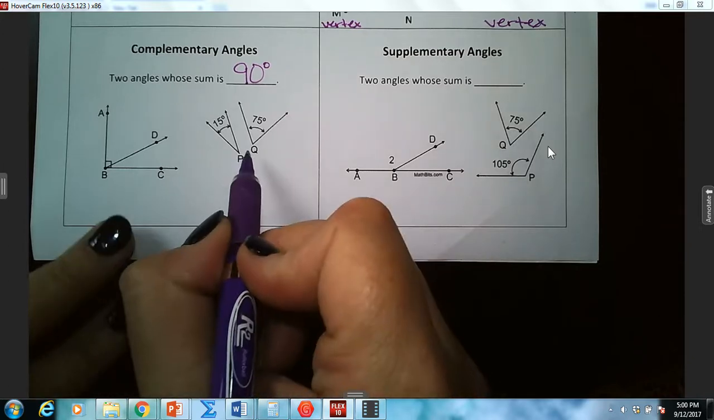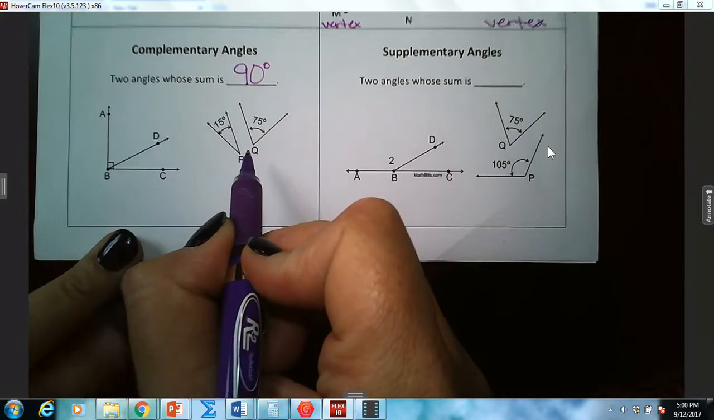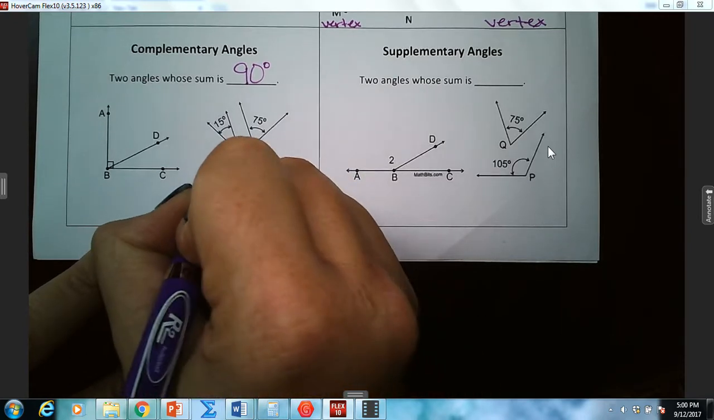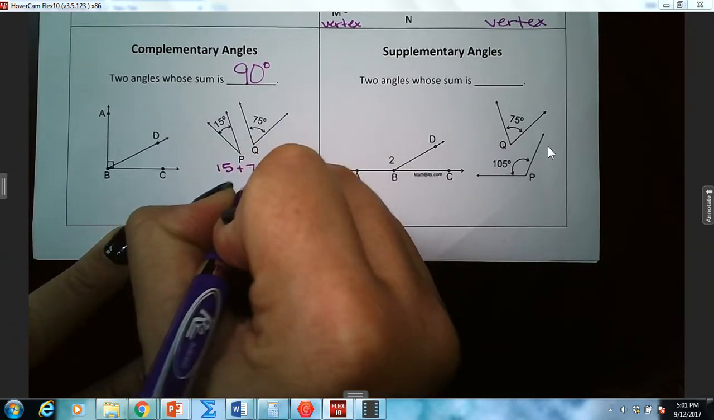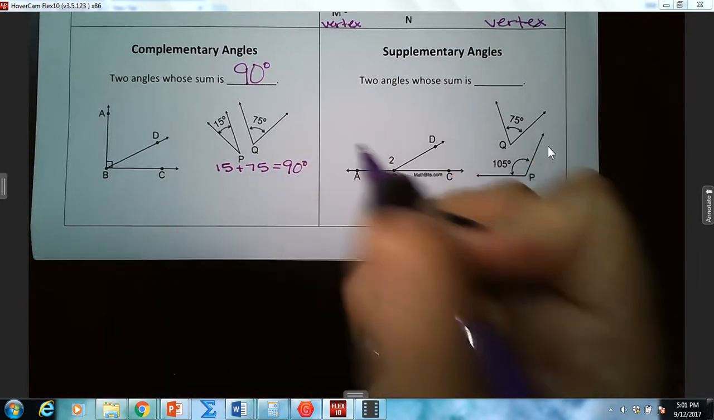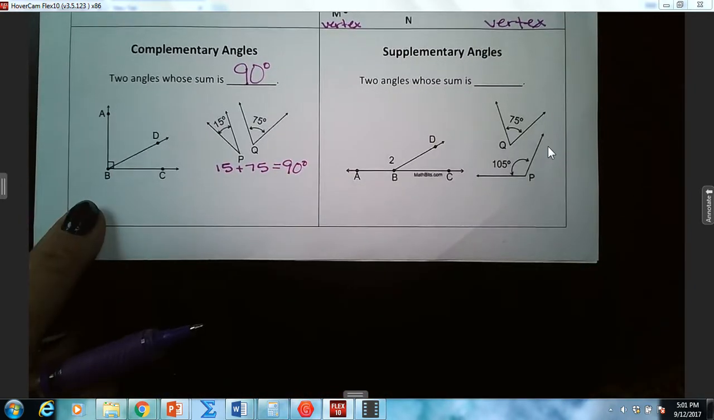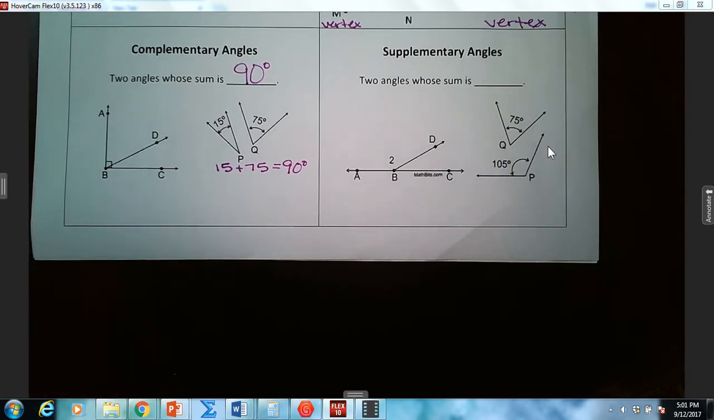So this one's pretty easy to do, the one here on the right. We've got a 15-degree angle and a 75-degree angle. 15 plus 75, there's your 90 degrees. So those are complementary angles. This one might be a little trickier because there's no angle measurements in the picture.